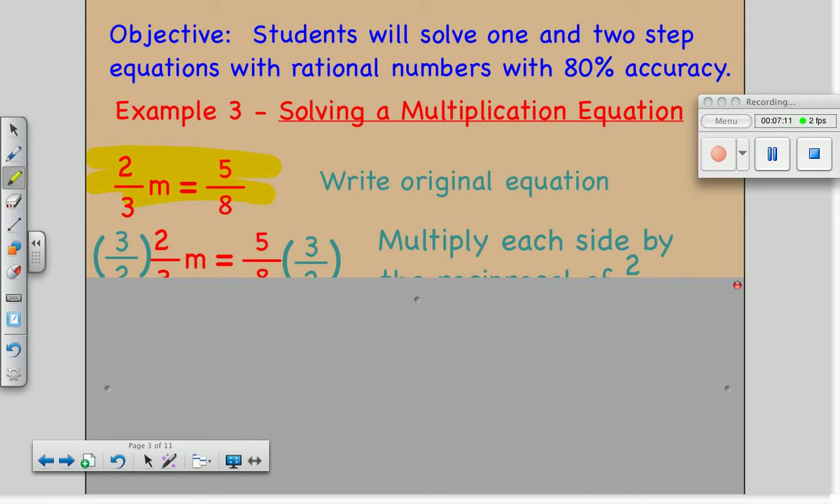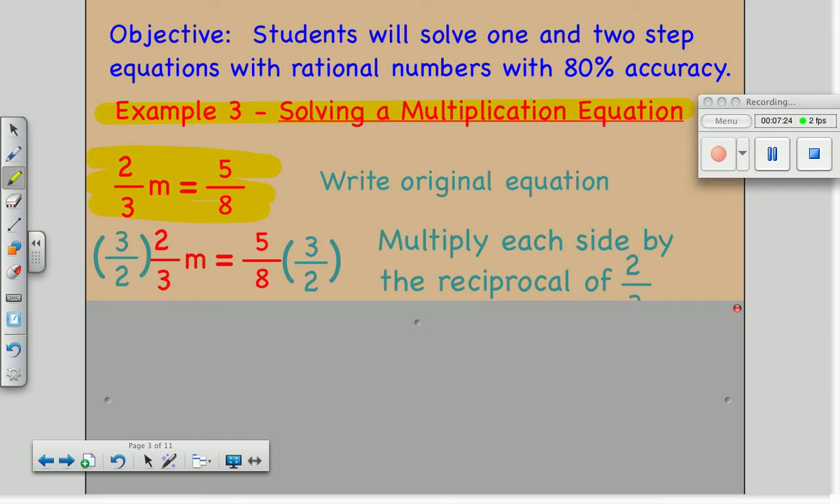Again, you're writing this. This is example 3, multiplication. Okay? So, how do we divide fractions? We multiply the reciprocal. So what's the reciprocal of 2/3? 3 over 2. So instead of dividing, we're going to multiply by 3 over 2. Then we have to multiply on this side also by 3 over 2. We have to do the same thing on both sides.